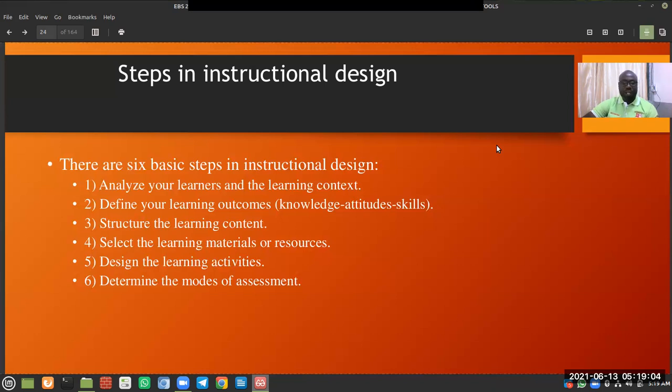Finally, whenever you are done with your activities, definitely you will need to determine how the assessment of your students is going to be made. What form of assessment would you want? What mode of assessment would you like to follow as an instructional designer? These are the basic steps of an instructional design.